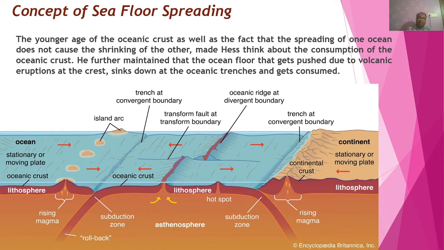This made Hess think about the consumption of the oceanic crust. He further maintained that the ocean floor that gets pushed due to volcanic eruption at the crest sinks down at the oceanic trench and gets consumed. That means the trench that you see is actually the limit of the oceanic basin, or the oceanic crust that is going on, and again it will reform based on the spreading.